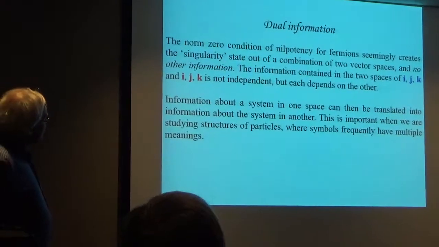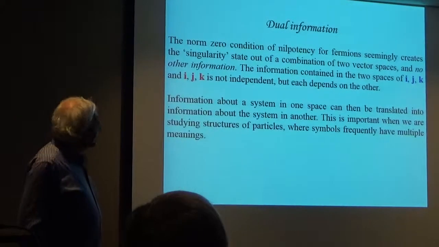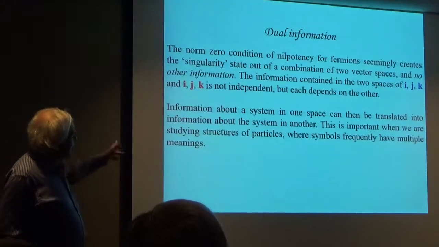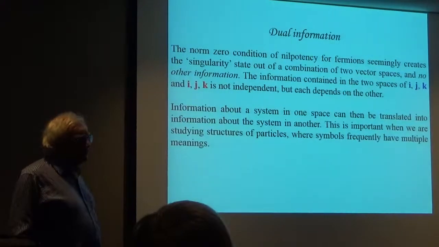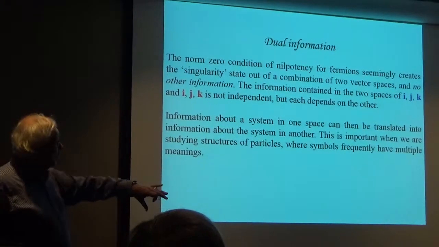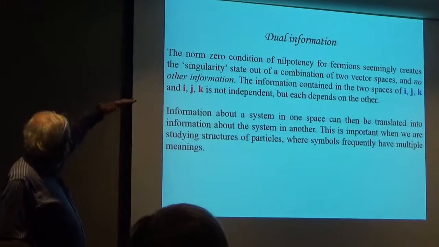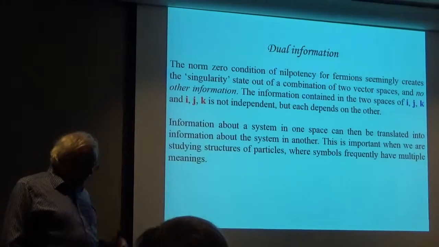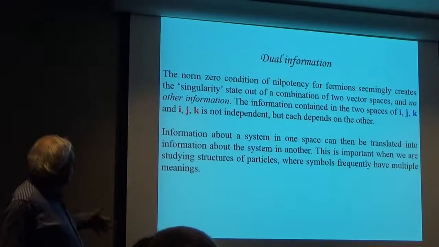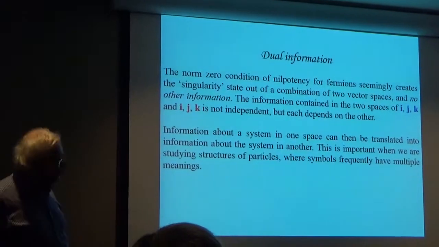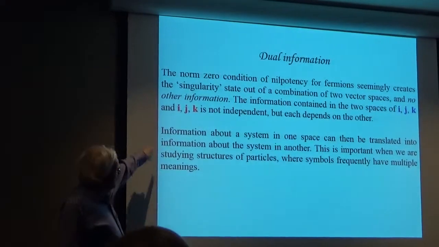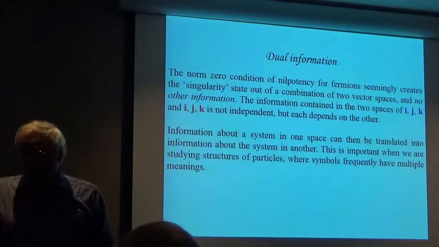So the non-zero is creating a singularity state out of the combination of the 2 vector spaces and no other information. So the information contained in the 2 spaces isn't independent. Each is dependent on the other. And I've shown in other talks, I've got a list of things where you should see this duality. So we can transport information about one space into another. And this is very important for particles, because it's all about swapping information between spaces.